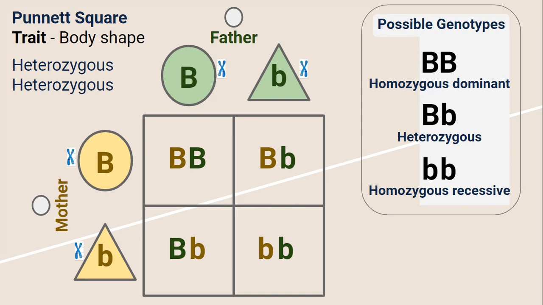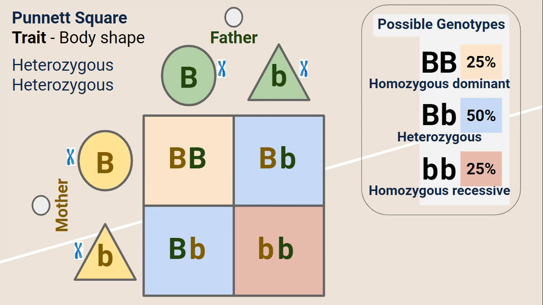But in each instance, there is a 25% chance of being homozygous dominant because there's a 1 in 4 chance that the offspring will inherit both dominant alleles. If you look closely, there are two opportunities or two chances that the offspring will inherit the dominant and recessive alleles, and that is called heterozygous. So there's a 50% chance of that. And then lastly, there's a 25% chance that the offspring could be homozygous recessive.